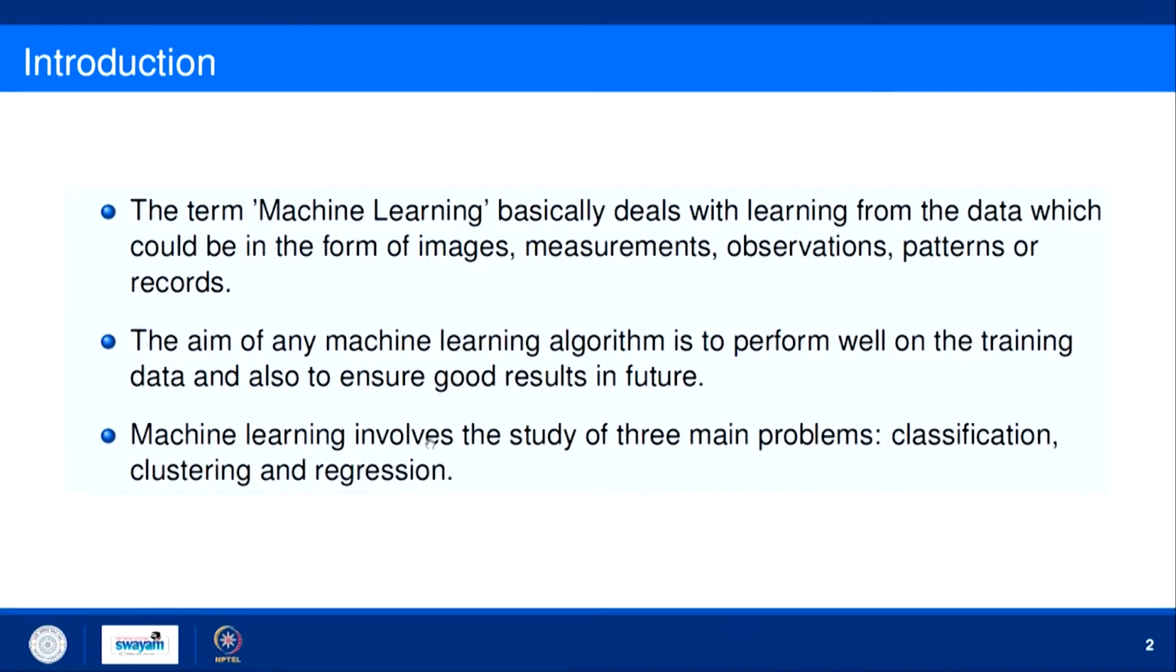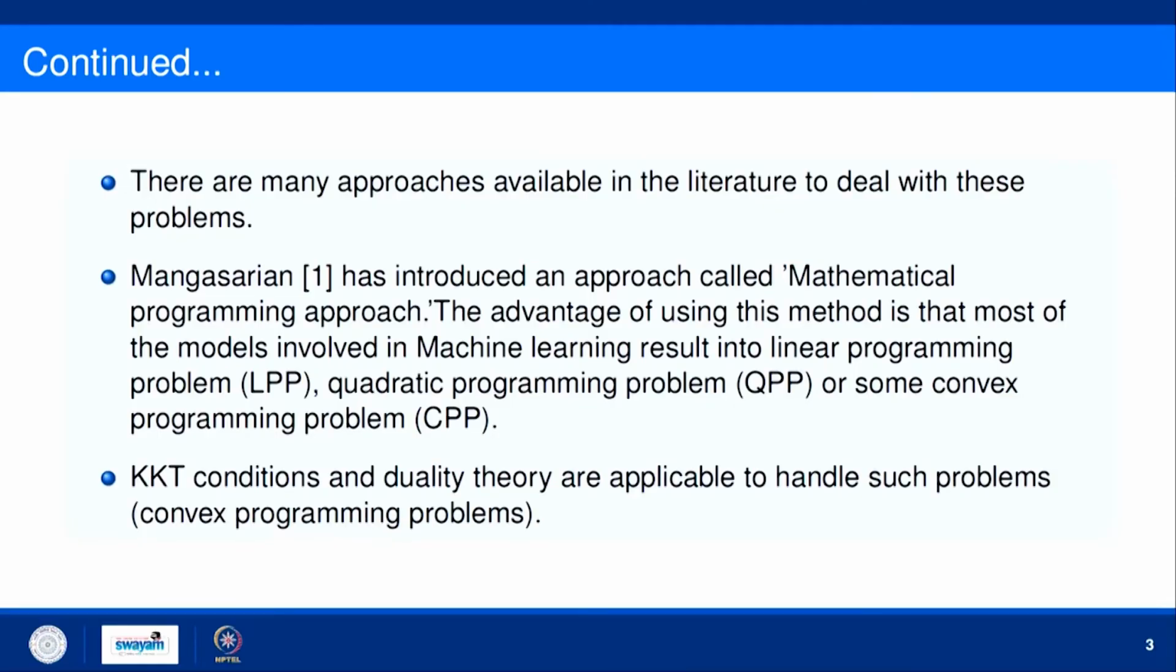Machine learning involves the study of three main problems. What are the three main problems? Classification, clustering and regression. So these are the three important problems of any machine learning algorithm. There are many approaches available in the literature to deal with these problems, that is classification, clustering and regression. To deal with these basic problems of machine learning, there are many algorithms given in the literature.